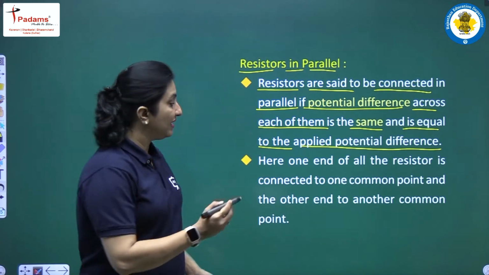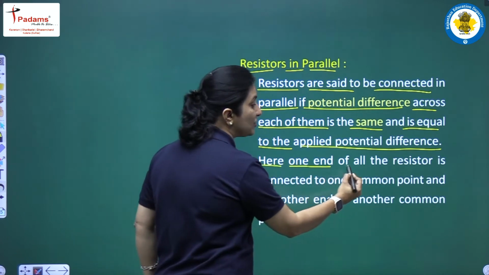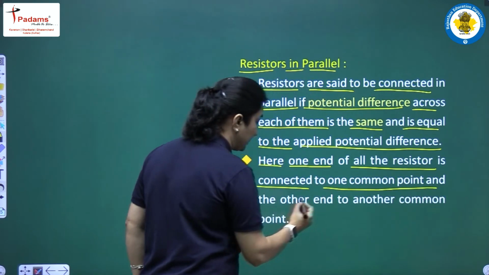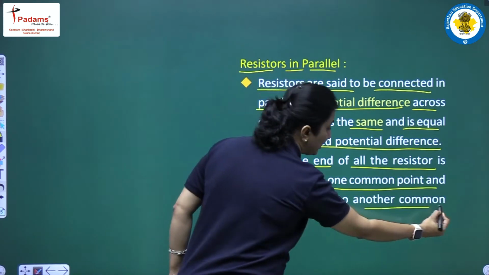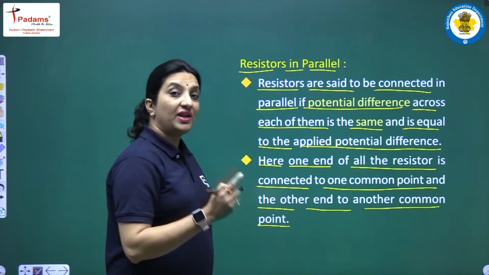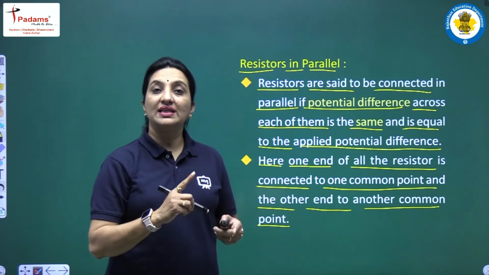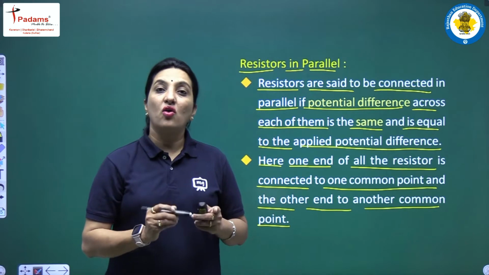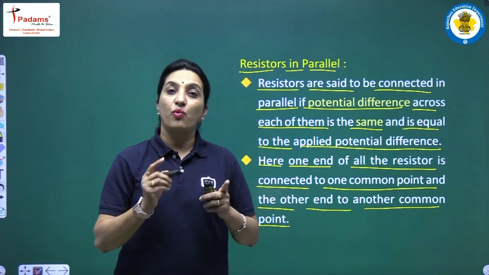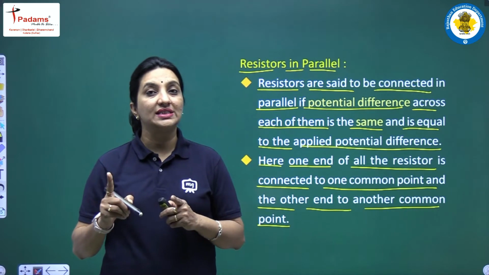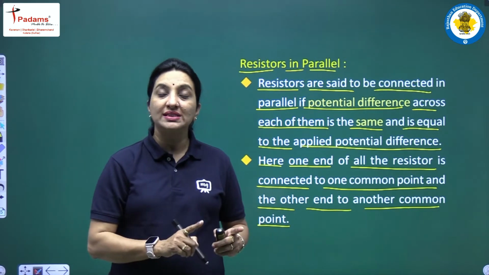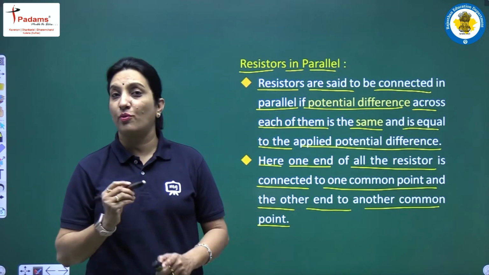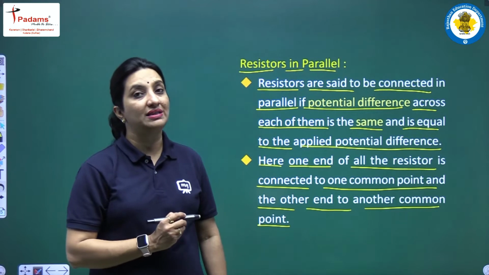Then here, one end of all the resistors is connected to one common point and the other end to another common point. There, in series combination, the resistors were connected end to end, and here what is happening is that one end of all the resistors is connected to one common point and the other end of all the resistors is connected to another common point. Let's understand this by the figure.